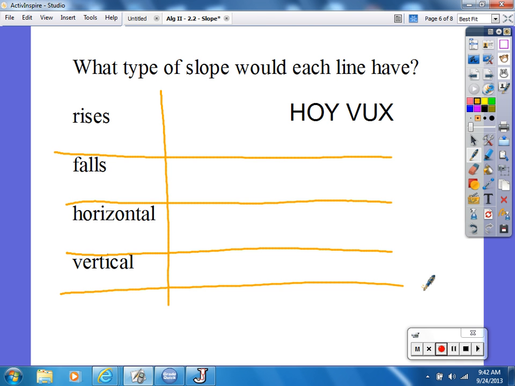I'm going to ask Rain. Rain, if my line is rising, what kind of a slope would that be? Yeah, that's it. Perfect. Positive. Megan, what kind of line would fall? Negative is correct. Now we get into the horizontal and vertical.